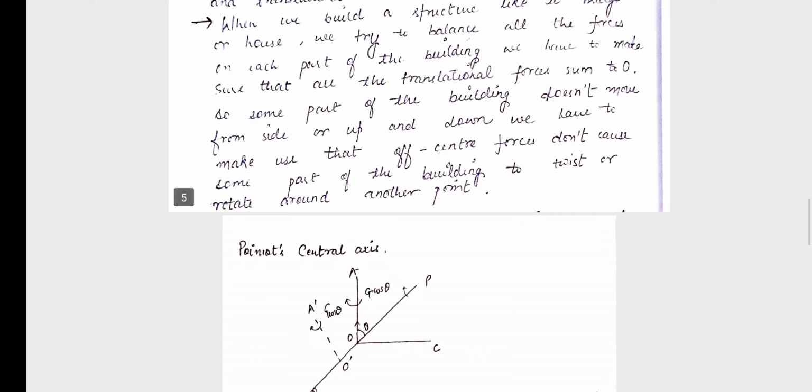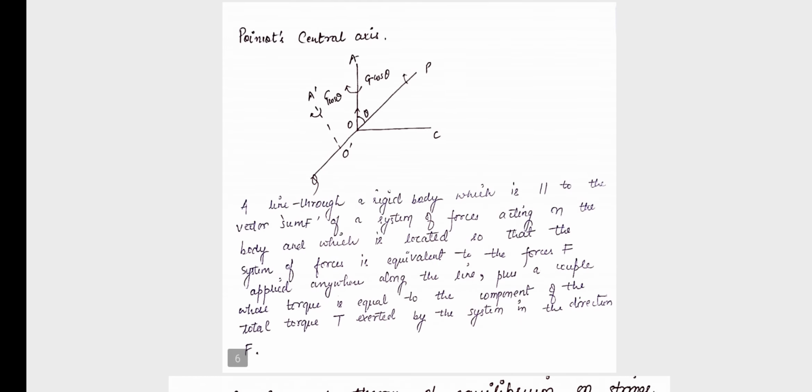Now let's understand what Poinsot central axis is. There is a figure. It is a line through a rigid body which is parallel to the vector sum F of a system of forces acting on the body, and which is located so that the system of forces is equivalent to the force F applied anywhere along the line, plus a couple whose torque is equal to the component of the total torque T exerted by the system in the direction of F.